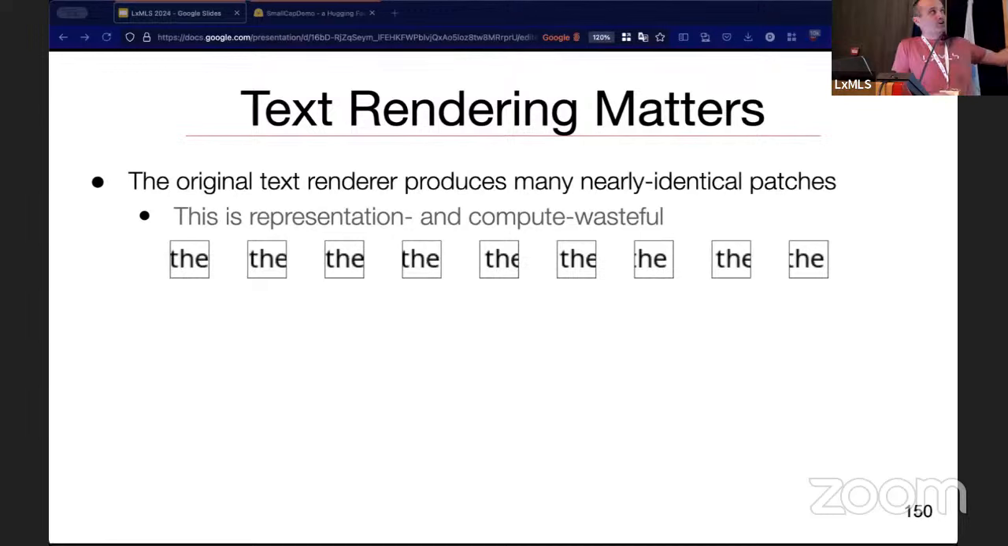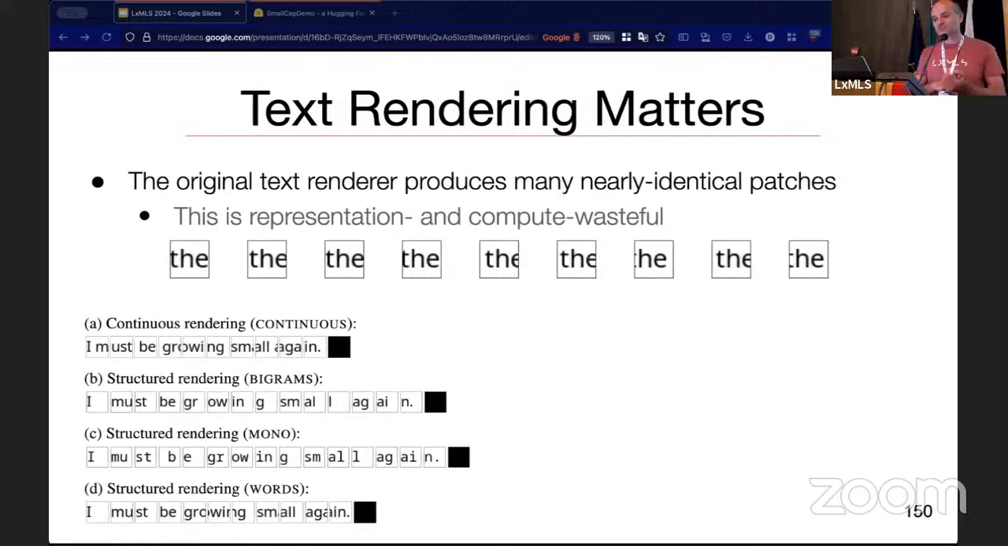These are the top 10 occurring patches in our pre-training data set, and there's something in common with all of them. They're just these slight horizontal shifts. This is not worth learning. And so what we try to do here is to investigate different types of rendering strategies.